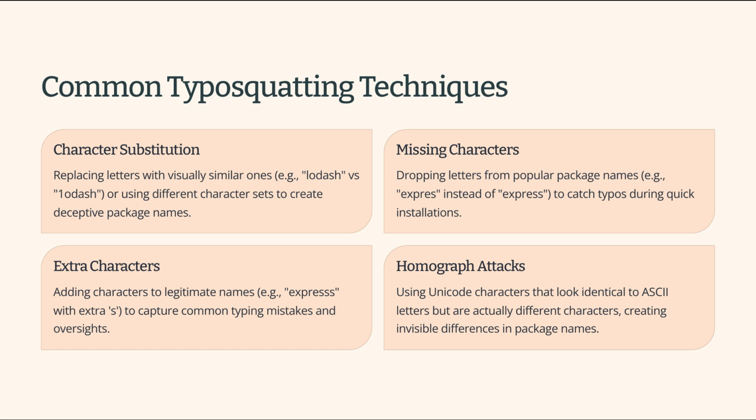Another tactic involves missing characters. This is when letters are dropped from popular package names, like Expres instead of Express, leading to quick and careless installations. Attackers may also add extra characters, such as an additional s in Express, to capture common typing mistakes. Finally, we have homograph attacks, which utilize Unicode characters that appear identical to standard ASCII letters but are actually different. This creates invisible differences that can easily deceive unsuspecting users. Next, we'll explore effective strategies to protect against these cunning typo squatting techniques.